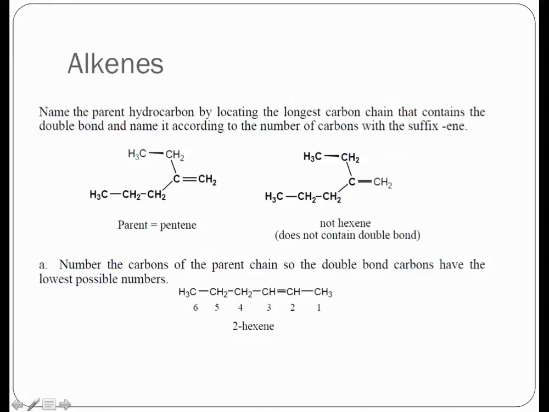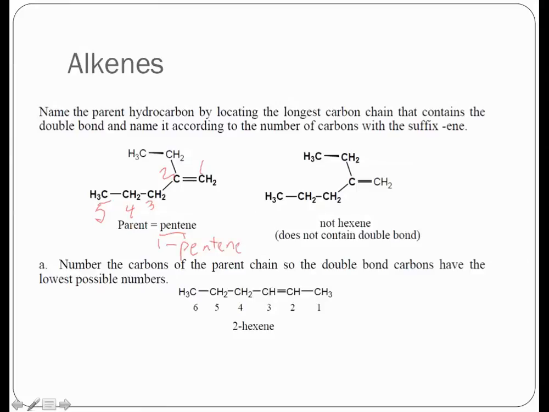As we name these, we're looking at the parent hydrocarbon, so we need the longest continuous chain that contains the double bond. So we're counting carbons. If we start here, 1, 2, 3, 4, 1, 2, 3, 4, 5. So we'd want the longest continuous chain. We also want the lowest number to be associated with the double bond. So we're going to start from this end, 1, 2, 3, 4, 5. So that parent would be pentene. And since the double bond is associated with the first and second carbons, we'd say 1-pentene.